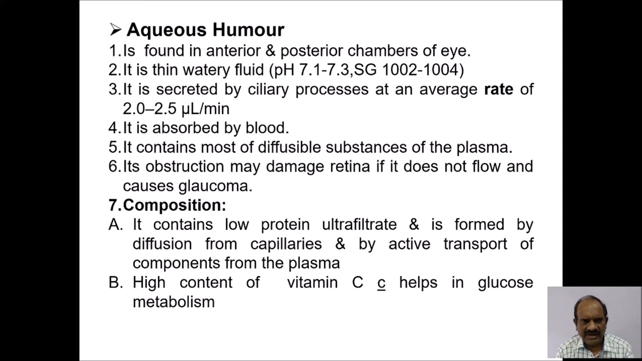1002 to 1004. It is secreted by ciliary processes at an average rate of 2 to 2.5 microliters per minute. It is absorbed by the blood. It contains most diffusible substances of the plasma. Its obstruction may damage the retina if it does not flow and cause glaucoma. What is its composition? It contains a low protein ultrafiltrate and is formed by diffusion from capillaries and by active transport of the components from the plasma.